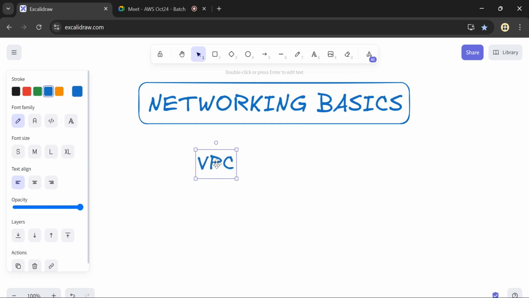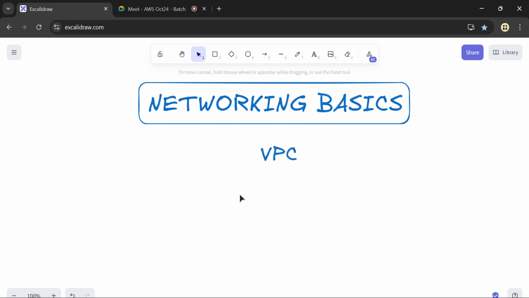VPC is a kind of networking service. Here we will be creating our private networks, we'll be creating the subnets, the routing tables, the gateways, internet gateways, NAT gateways, and all these activities we'll be doing in VPC. So it is better that we have some basic understanding of networking.